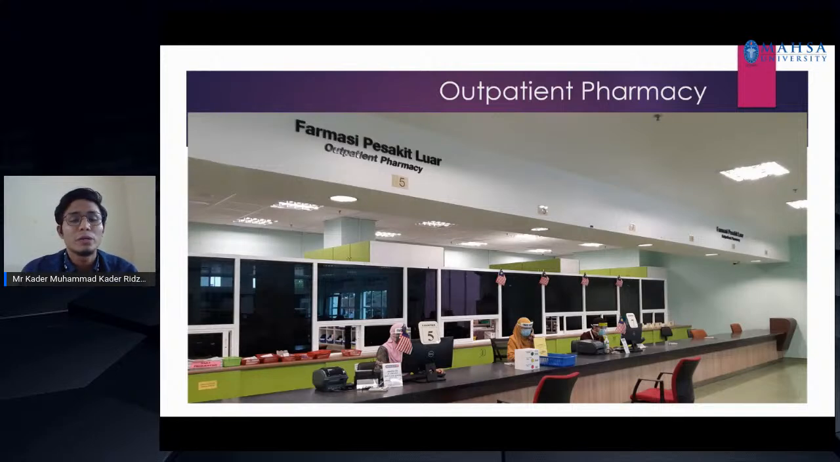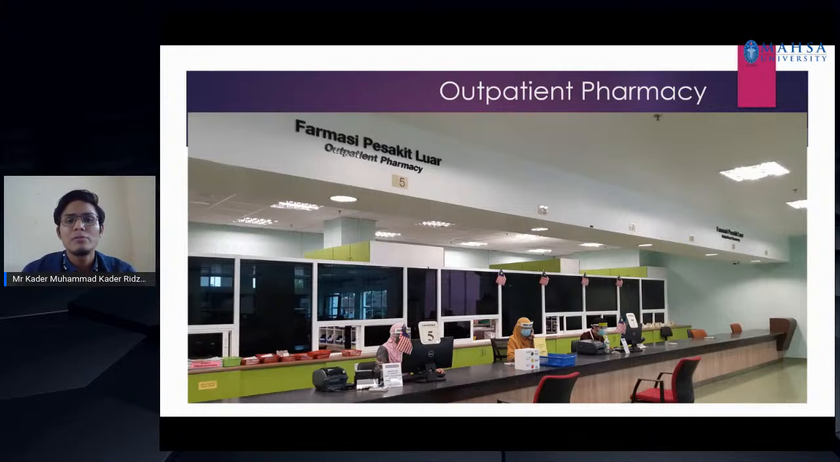Once the medication has been filled up, the pharmacist will counter check whether the medication given is correct or not. There are cases where errors can happen, so this particular step should be there. Counter checking makes sure the medication is safe for the patient, so it is not an underdose or even an overdose that can lead to toxicity.